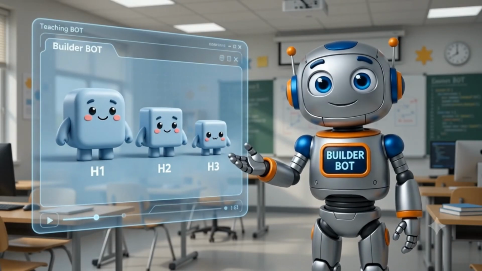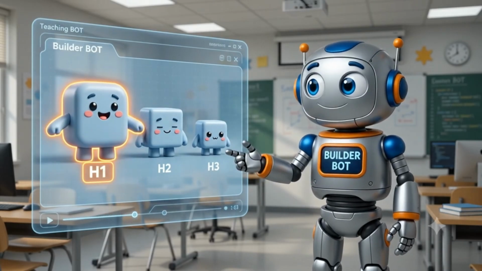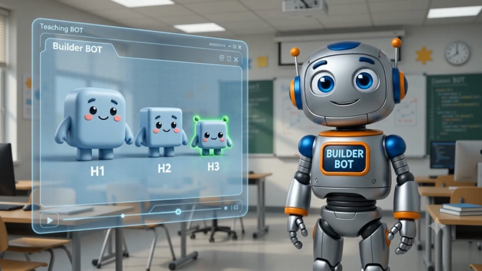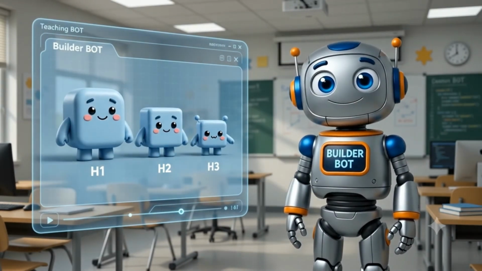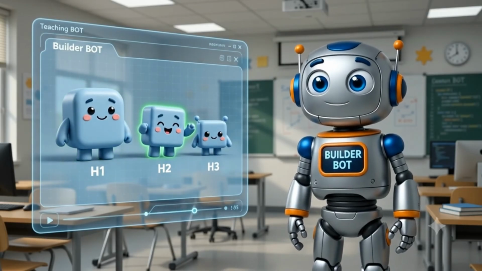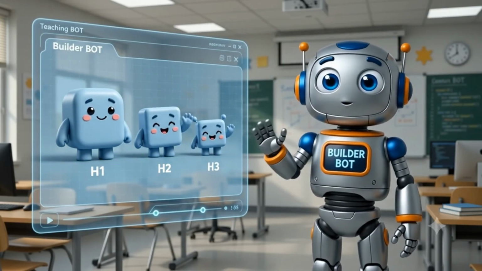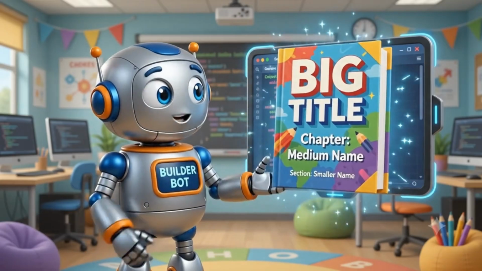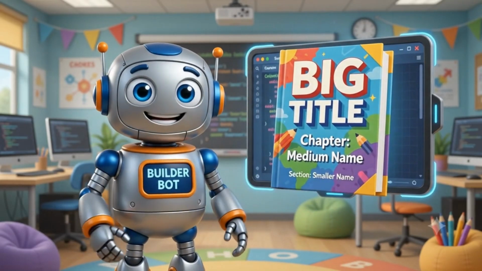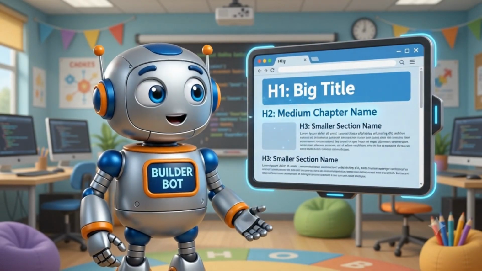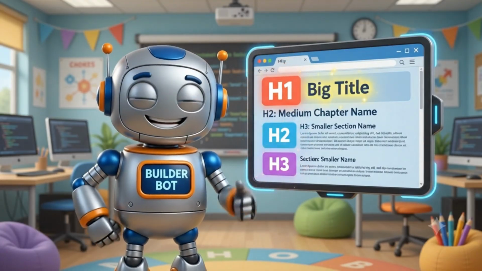Think of them as a family. H1 is the grandparent. H2 is the parent. H3 is the child. H1 has the biggest voice. H2 is important too. H3 is smaller, but it is still a heading. A real book uses big titles, medium chapter names, and smaller section names. Web pages work exactly the same way.